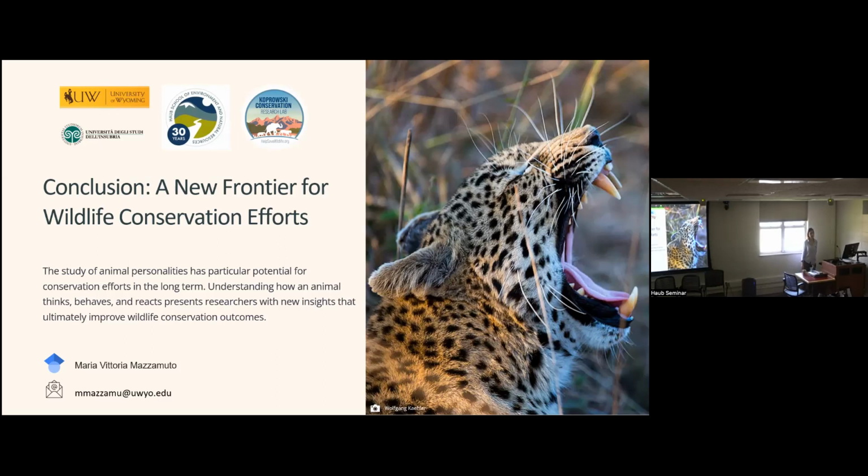I guess, how do you reconcile these null results with trying to justify why personality matters for conservation and management? Because in some ways, at least in the squirrel examples, it seems like it almost doesn't matter. Or am I misinterpreting that?